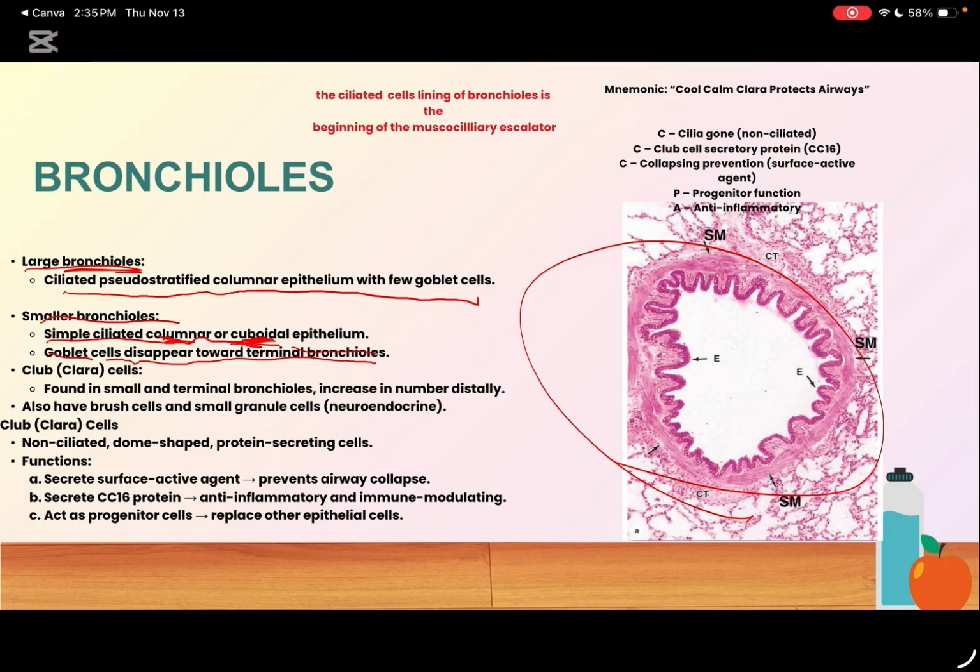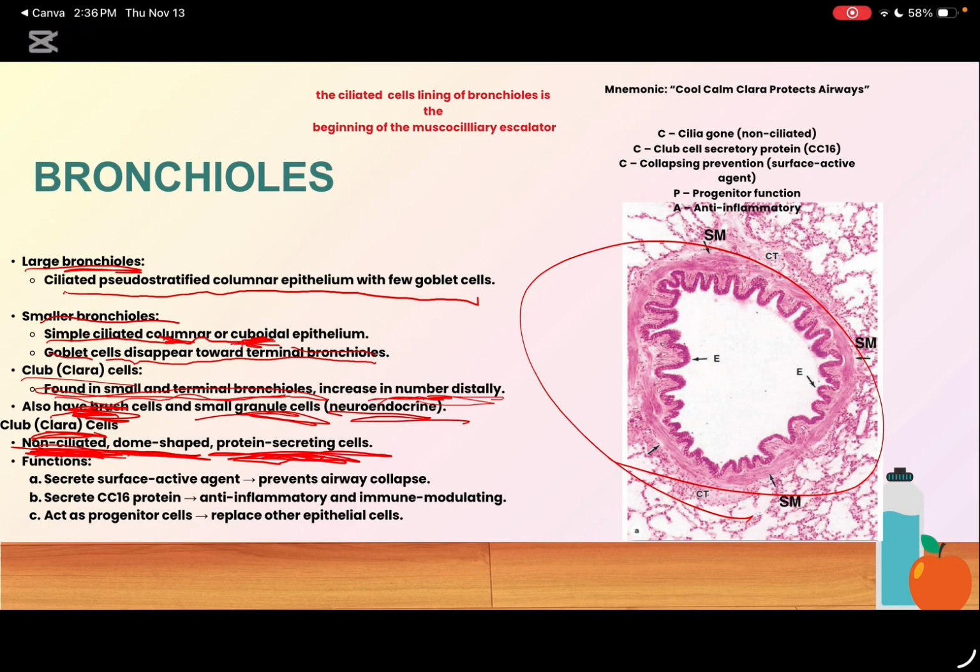What are Clara cells or club cells? Both names work. Where are they found? They are found in small and terminal bronchioles only. Please know this. And they increase in number distally. The more the division, the more they increase in number. Bronchioles also contain brush cells and small granule cells, neuroendocrine, as we talked about. And Clara cells, what are they? They are non-ciliated, never, and dome shaped. And they secrete proteins.